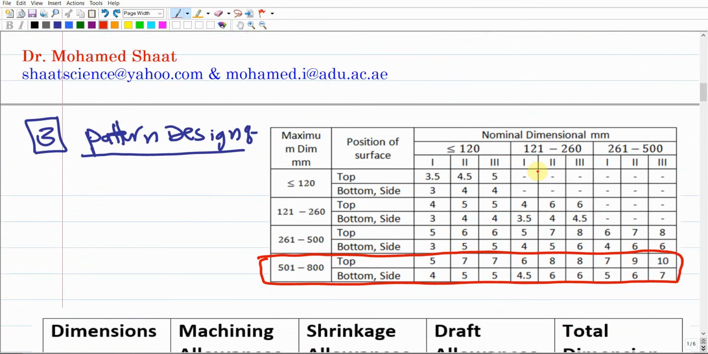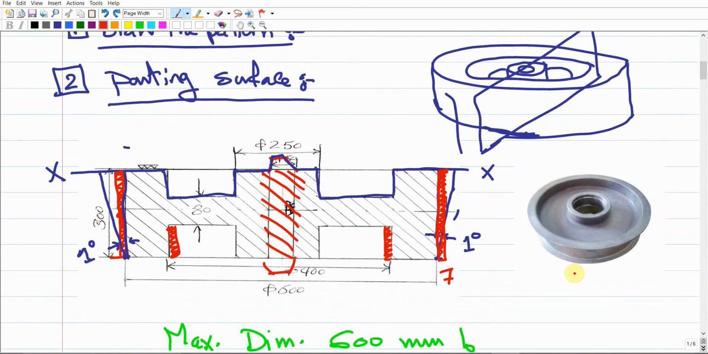the 250, you're gonna find it is located within this range, 120 up to 260, and we are working with deep cleaning or deep machining. So we do have two numbers here, the 8 for the top surface, the 6 for the side or the bottom surface. We agreed that the 250 is a side to side. It connects two side surfaces. It means that each surface is gonna take 6 millimeter as a machining allowance.